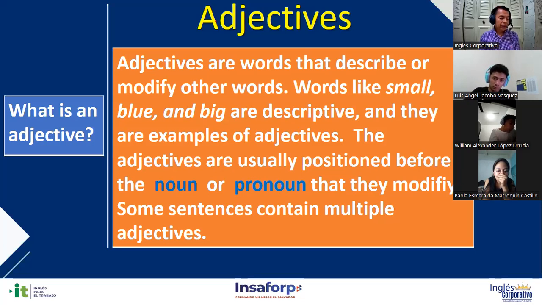And some sentences contain multiple adjectives, right? Sometimes it's not only one adjective, but it could be two, three, four, five, et cetera. For example, I can say the nice, beautiful, big, and expensive house. Many adjectives, right? Okay, good. We're going to learn more about these adjectives. But in general, they are words that describe other words, right? Palabras que describen otras palabras, okay?